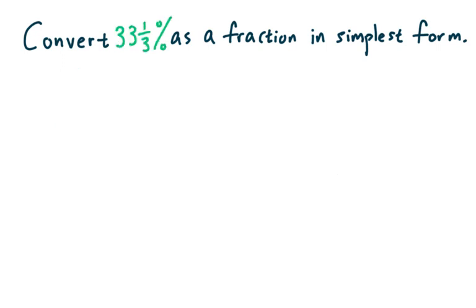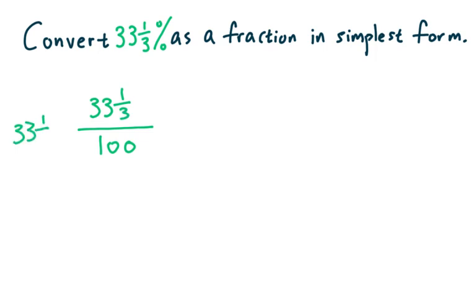Next example, convert 33 and 1/3% as a fraction in simplest form. So in the previous example, some students might say, oh, I can just convert the mixed number as a decimal, and then I just continue to divide, multiply. But for this one, you can't. Because if you convert 33 and 1/3 into a decimal, you are going to get 33 and 0.3 with 3 repeating over 100. And then you're going to end up estimating your answer. So what I recommend you to do is to keep it as 33 and 1/3 over 100.